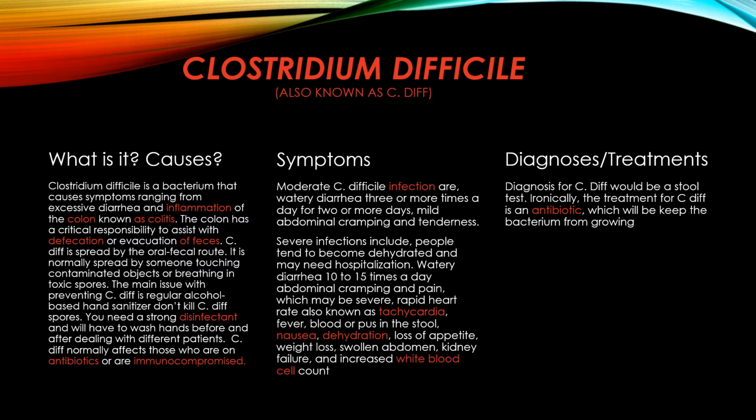Moderate C. diff infections are watery diarrhea 3 or more times a day for 2 or more days, mild abdominal cramping, and tenderness. With severe infections, people tend to become dehydrated and may need hospitalization. Symptoms include watery diarrhea 10 to 15 times a day, abdominal cramping and pain which may be severe, rapid heart rate, fever, blood or pus in the stool, nausea, dehydration, loss of appetite, weight loss, swollen abdomen, kidney failure, and increased white blood cell counts.